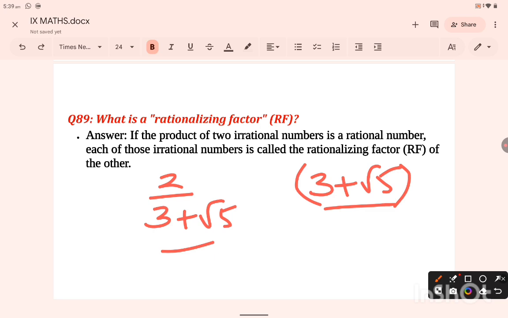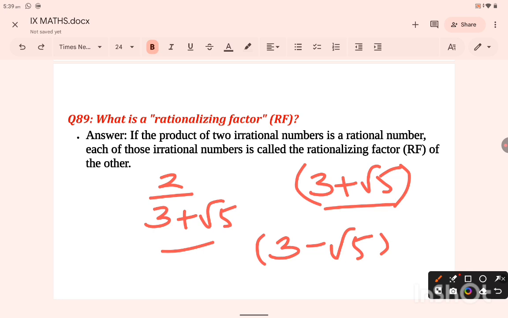If we multiply an irrational with a number and that gives a rational, then your multiplied number is known as the rationalizing factor. The rationalizing factor of 3 plus root 5 is equal to 3 minus root 5, because 3 plus root 5 into 3 minus root 5 is equal to 9 minus 5, that is equal to 4. 4 is a rational number. So the number we can multiply to get a rational is known as the rationalizing factor of the irrational number.